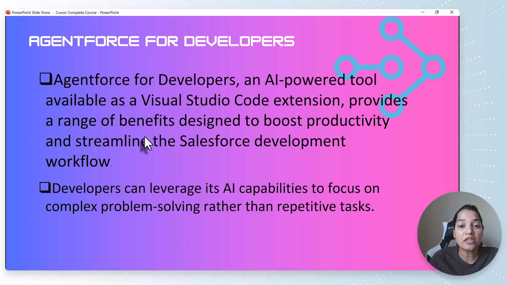It provides a range of benefits designed to improve your productivity and also streamline the Salesforce development workflow. Things that used to take hours to finish can now be done within a short span of time. And not only can it do some easy tasks for you, it can do some complex work as well. So within your VS Code, now you have a dev assistant who can help you write code. Developers can leverage these AI capabilities to focus on complex problem solving rather than doing the repetitive tasks.